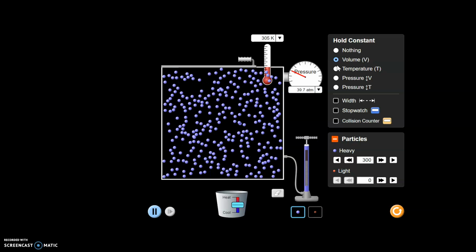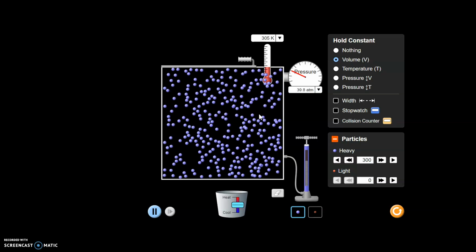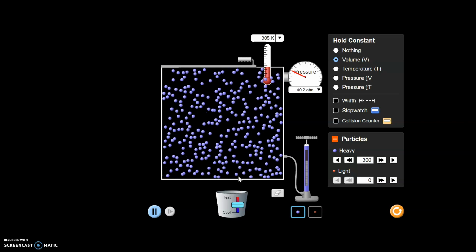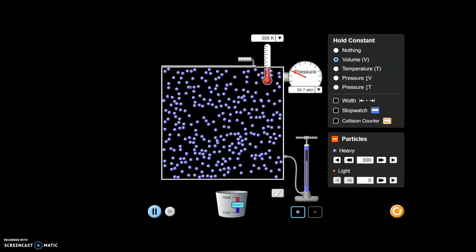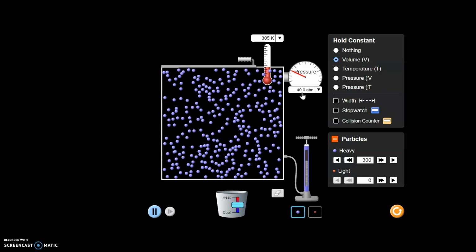So here I've got my box. I'm going to keep volume the same. I'm not going to allow the volume to change. And what I'm going to do is heat up the box. I'm going to change the temperature and see what happens to the pressure. When the temperature is 305 Kelvin, the pressure is around about 40.